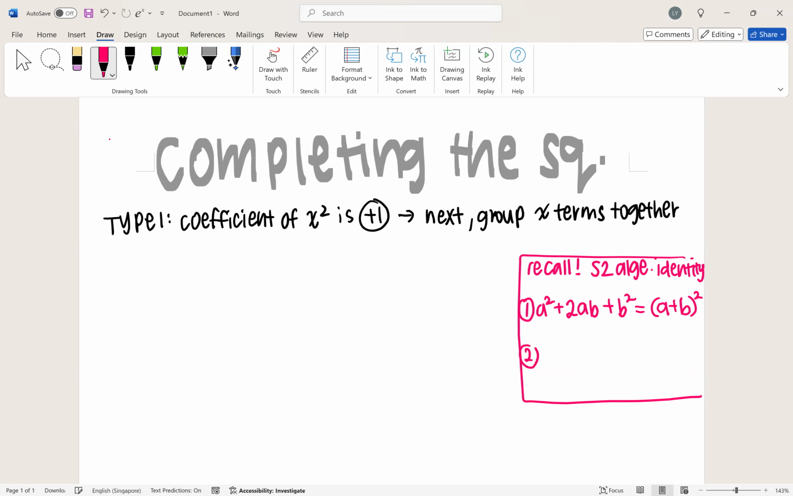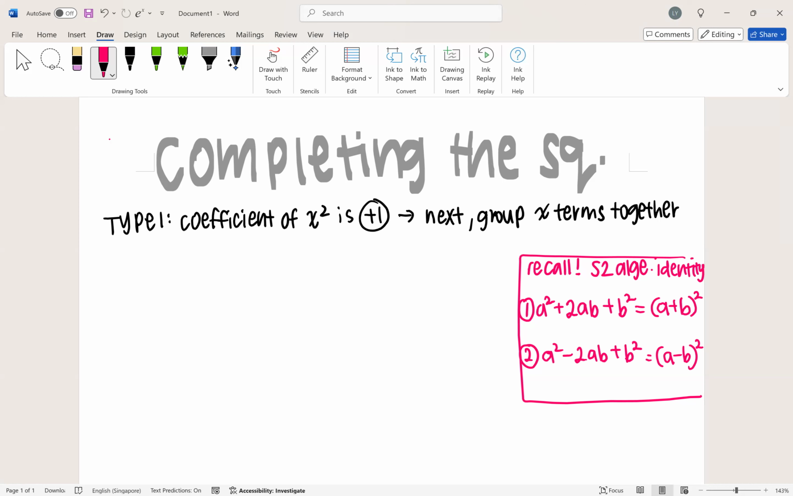Then what's the second one? Bracket A minus B, close bracket square. That will give me A square minus 2AB plus B squared. Yes, correct. So today we're going to go onto a higher level of this set 2 algebraic identity that you have learned. So completing the square, right? Please take note. You need it for E-math and A-math. So this is very important. This is the fundamental of set 3 math.